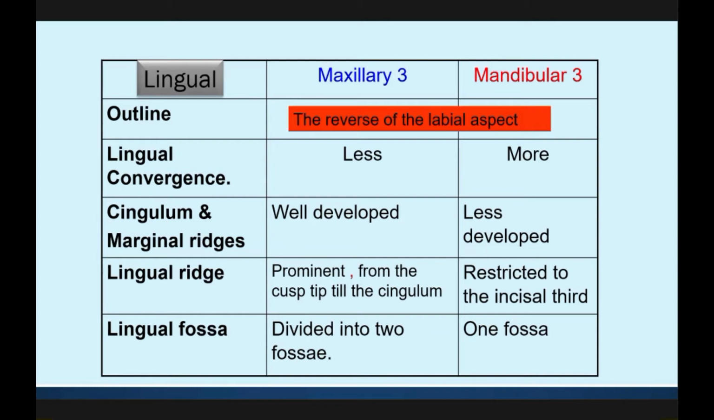Cingulum and marginal ridges are well developed in the maxillary canine, but a little bit less developed in the mandibular canine. Lingual ridge is prominent from the cusp tip till the cingulum, but in the mandibular canine, it is restricted to the incisal third. It is incomplete. So the lingual fossa, what is there? In the maxillary canine, the lingual fossa is divided into two, so we get two lingual fossae, and in the mandibular canine, one fossa which is a little bit U-shaped.